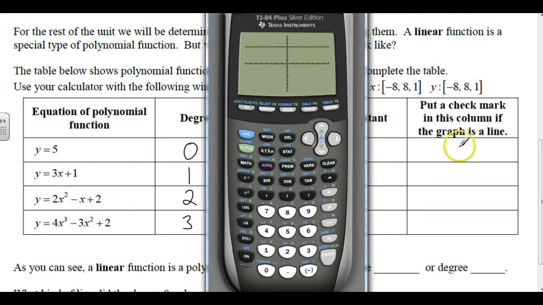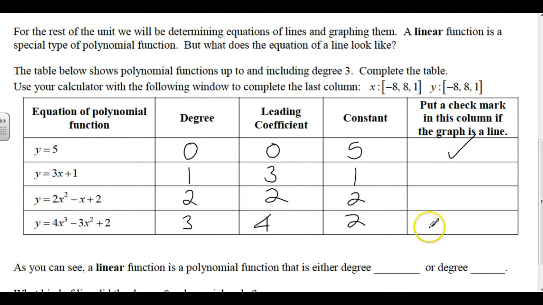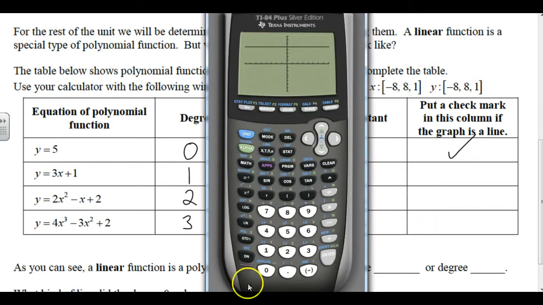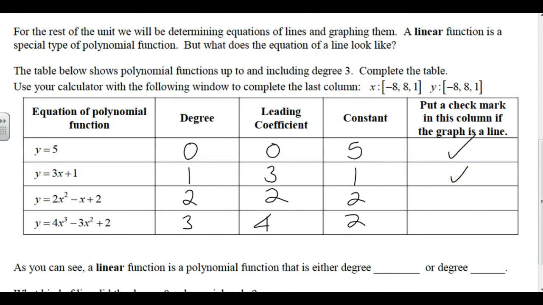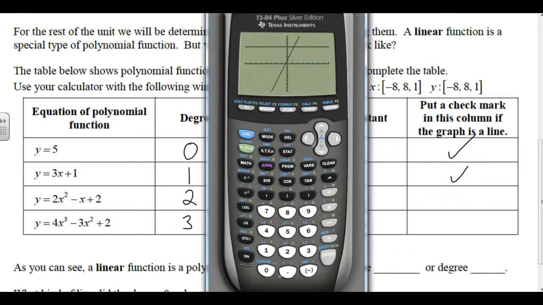Put a check mark in this column if the graph is a line. So the graph of y equals 5 is a line. How about, let's add to that, y equals 3x plus 1. Graph. Alright, that's also a line, so we can put a check. We'll keep in mind these two.